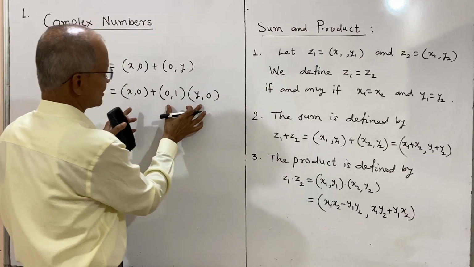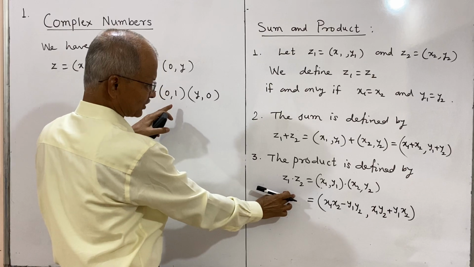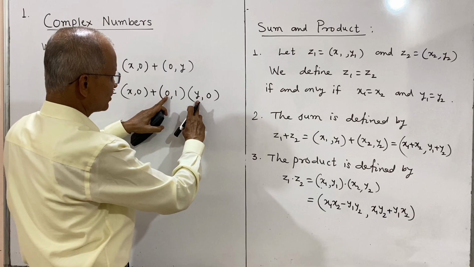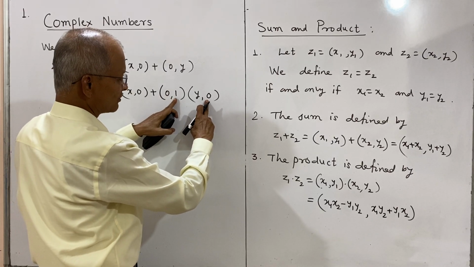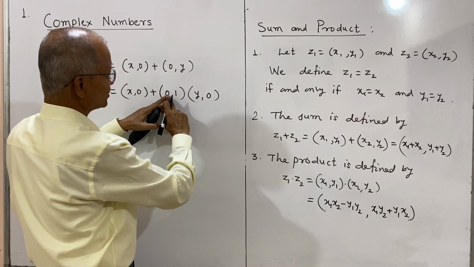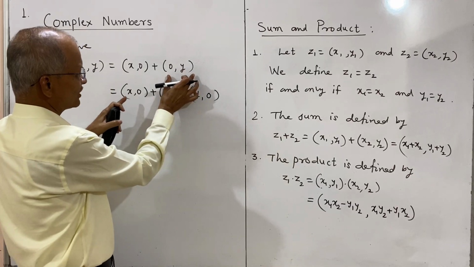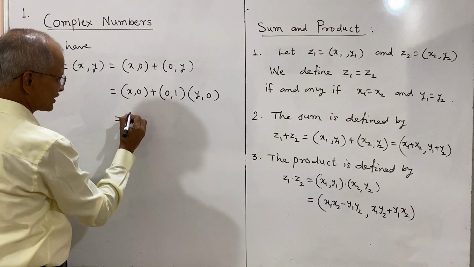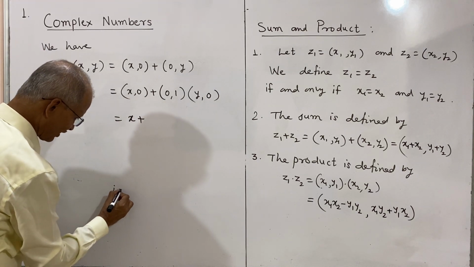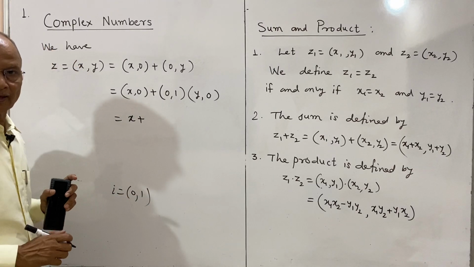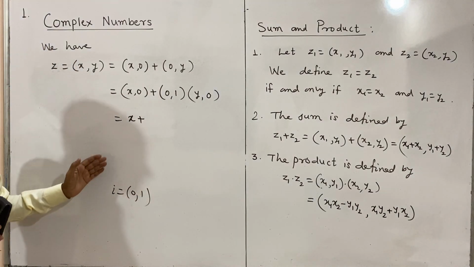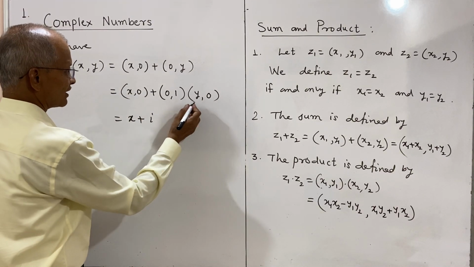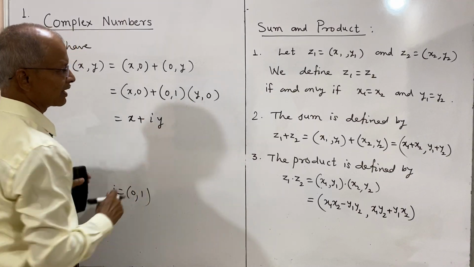Now you may verify this by the definition of x1, y1 into x2, y2. This will be 0 into y minus 1 into 0, that is 0, and next is 0 into 0 plus y, so this is exactly the same. But with our notation, x, 0 means x only, and 0, 1 we have denoted by i. This is Euler's notation to denote the imaginary number 0, 1 by i, and y, 0 is y, a purely real number.